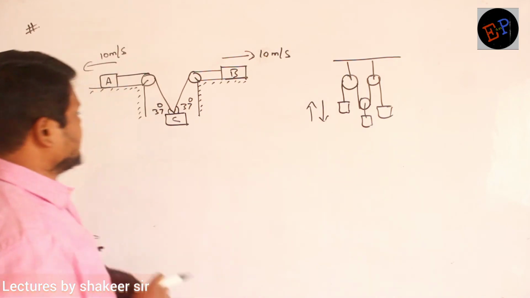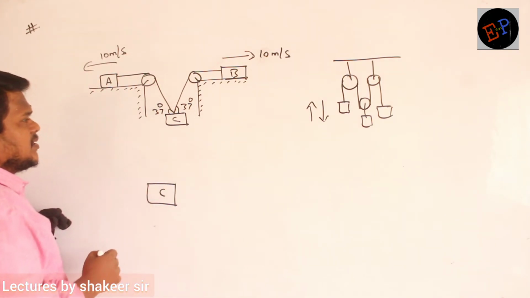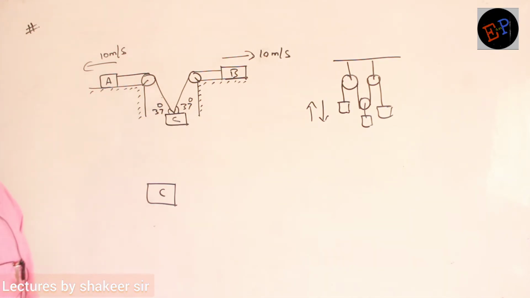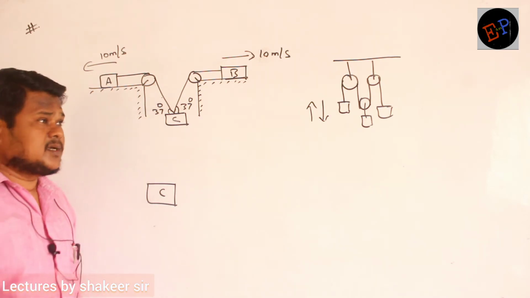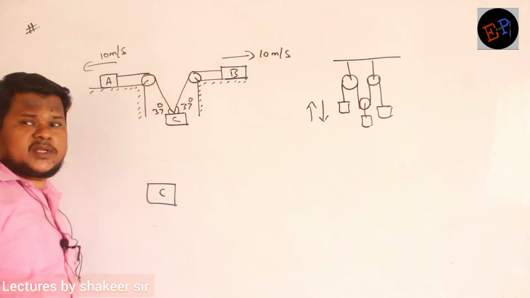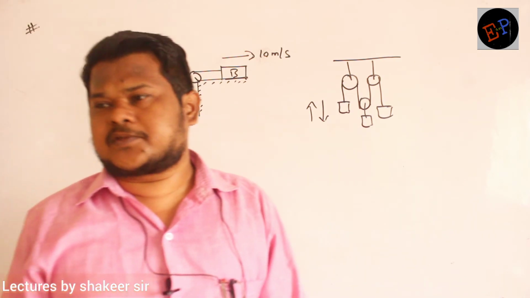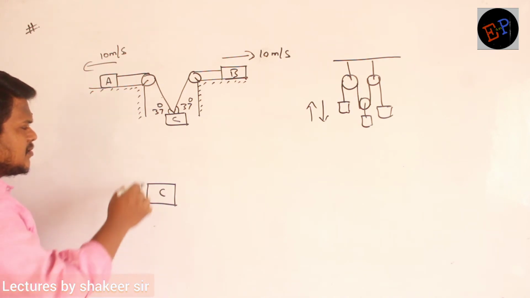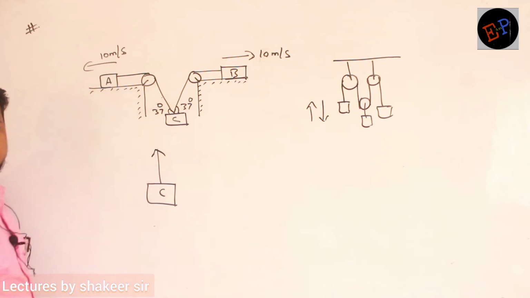See ma? So here, if I take this block C, how many ropes are connected to block C? Two ropes are connected. It is not that only one rope is connected. Are you able to understand? Because this rope is also pulling block C. This rope is also pulling block C. So it is equivalent to two ropes pulling the block C. But block C will move in which direction? Block C will move in upwards direction. It will move in this direction. Are you able to understand, ma?